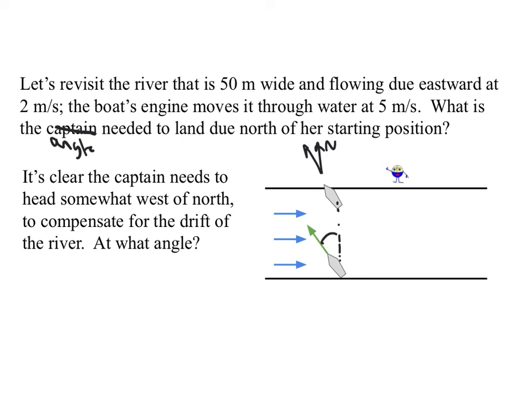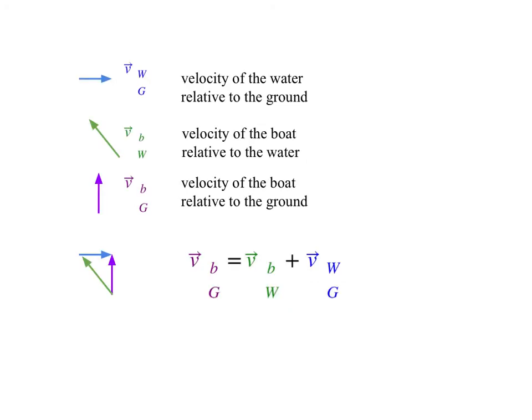And we want to figure out what's the angle we have to steer at west of north. All right, here's our setup again. We have the velocity of the water relative to the ground, and that's due east. We have the velocity of the boat relative to the water. This is where the captain steers. The captain steers the boat against the water that it's in, and so that's at some angle.